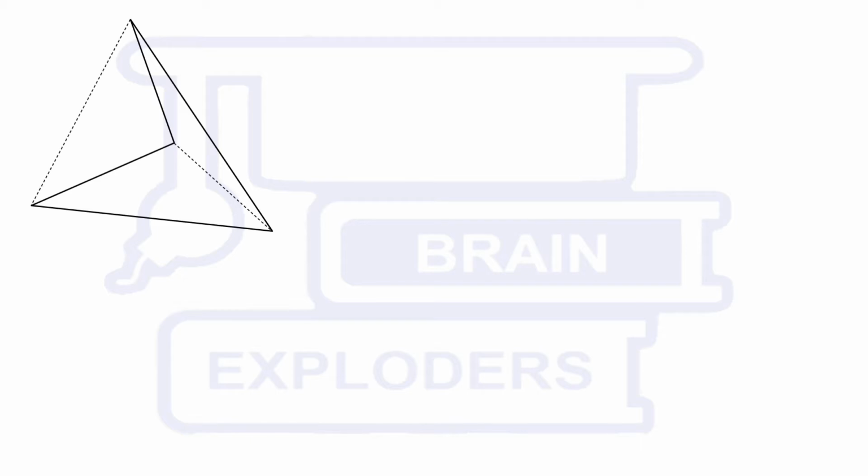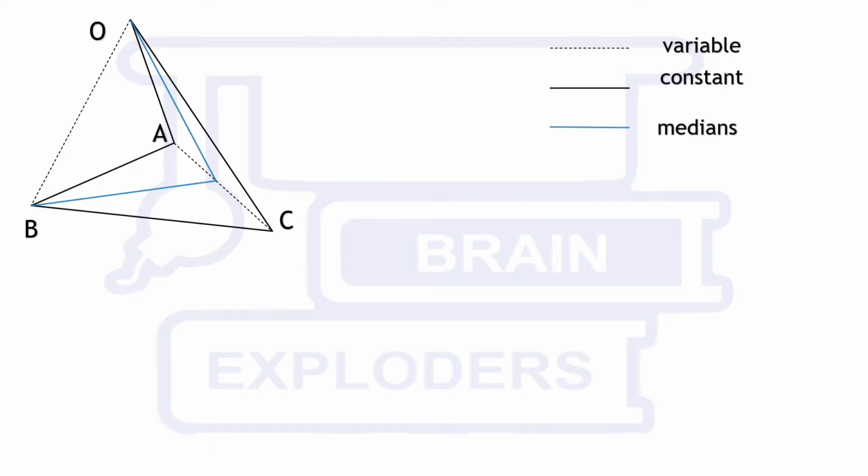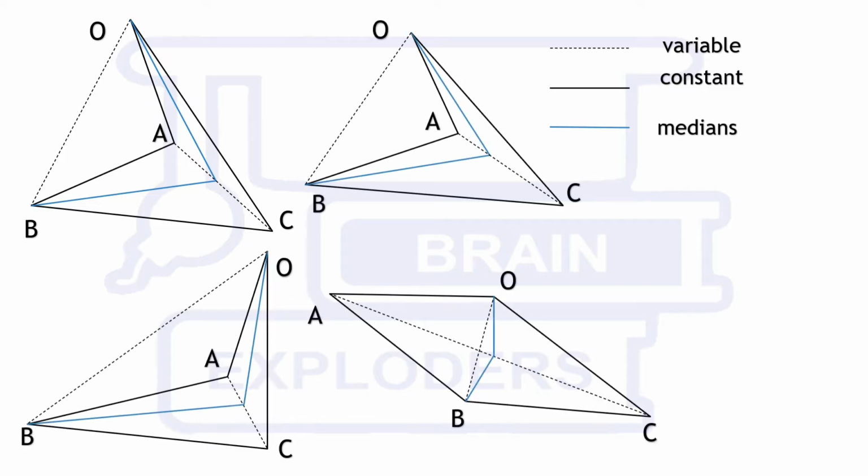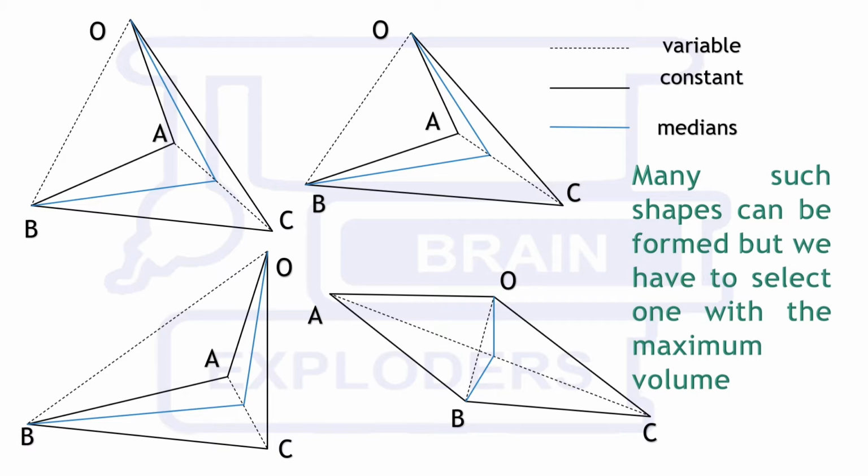So here is the solution. These dark lines are of given length and these dotted lines OB and AC have variable lengths. We can increase and decrease the lengths of OB and AC so as to maximize the volume of this tetrahedron, and these blue lines are just medians of triangle ABC and OAC. Now with these conditions, many figures can be formed, but we are interested in the one with the maximum volume.